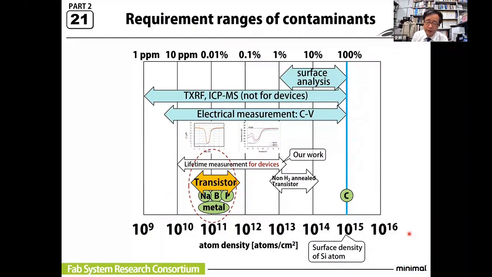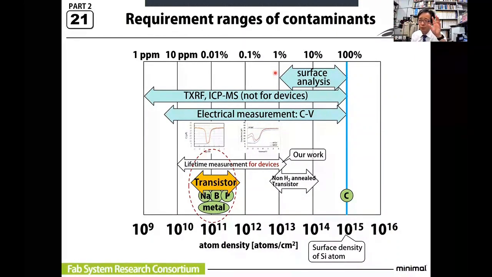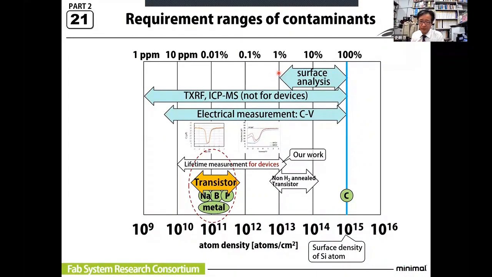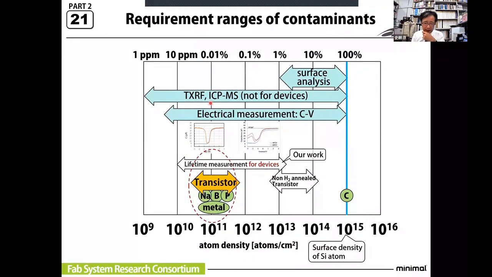So this is a summary of the contaminants. Surface analysis like AES, XPS, etc., has only a small range, about 100% to 1% or so, 2 orders of magnitude. But TXRF or ICP-MS, etc., have a longer range, as you know. But that is not for devices, but for pure wafers. And also for electrical measurements, like CV.